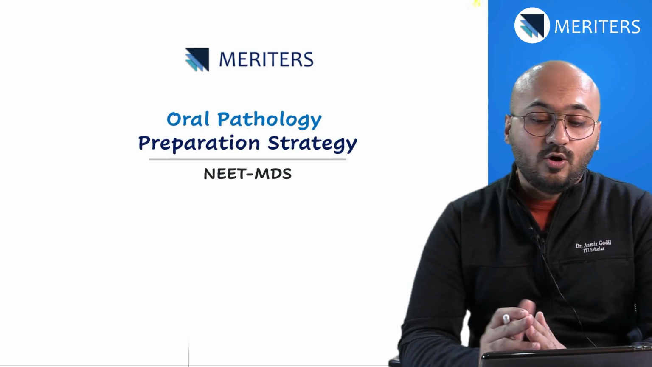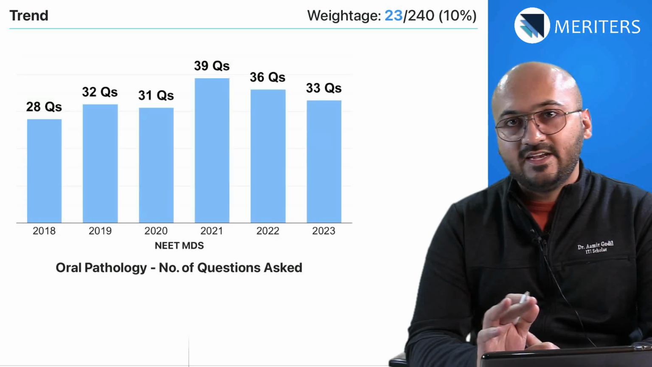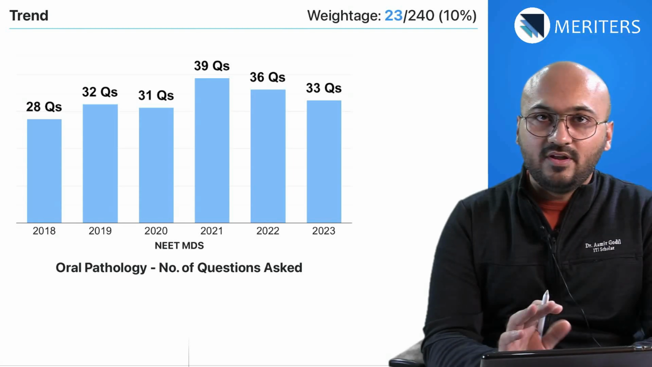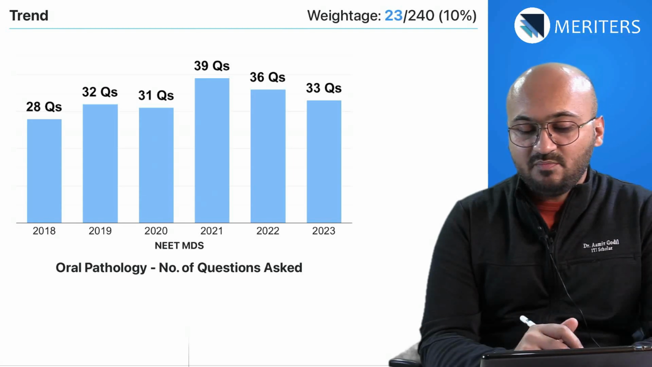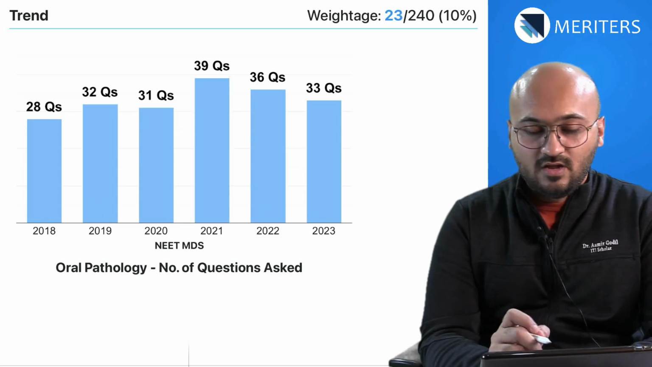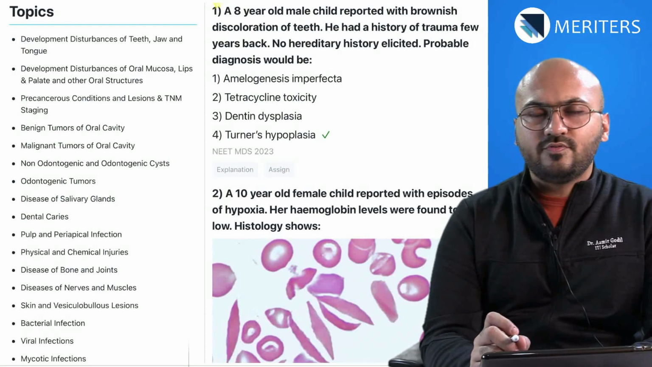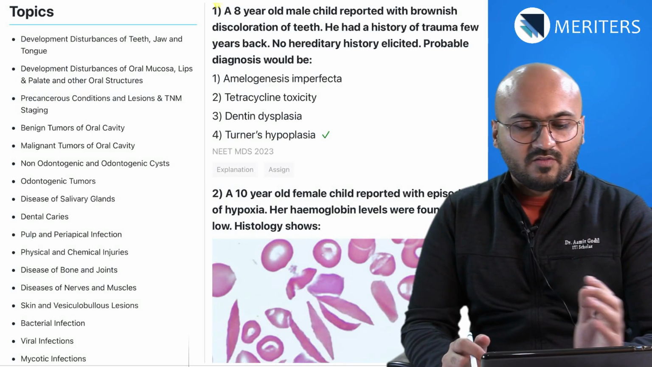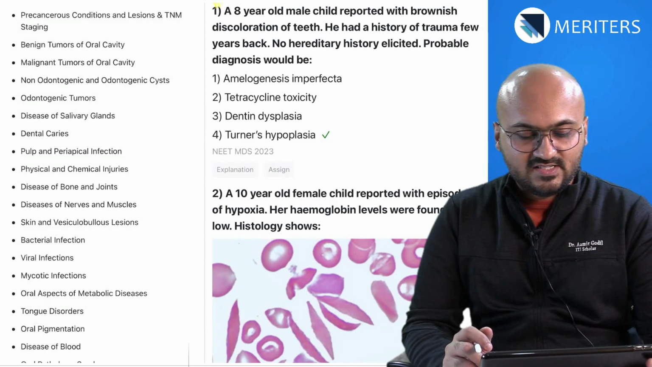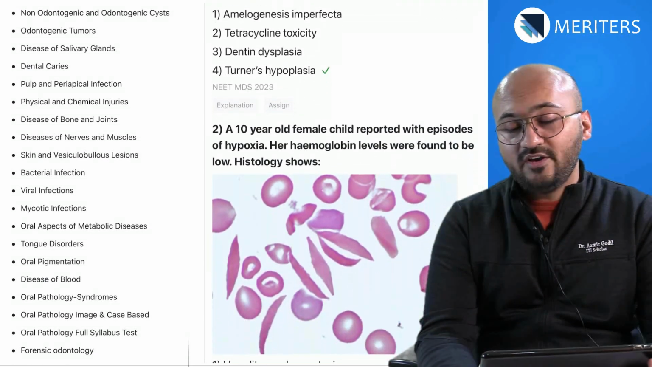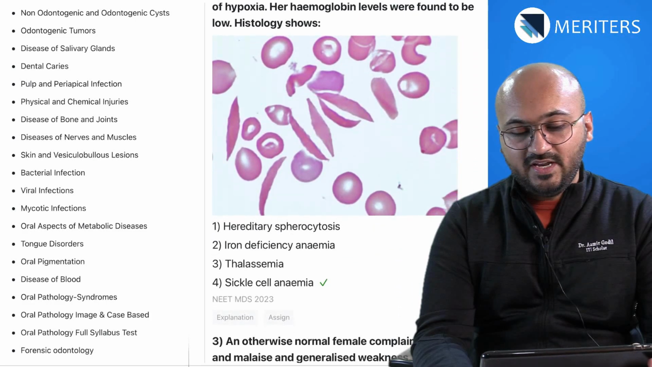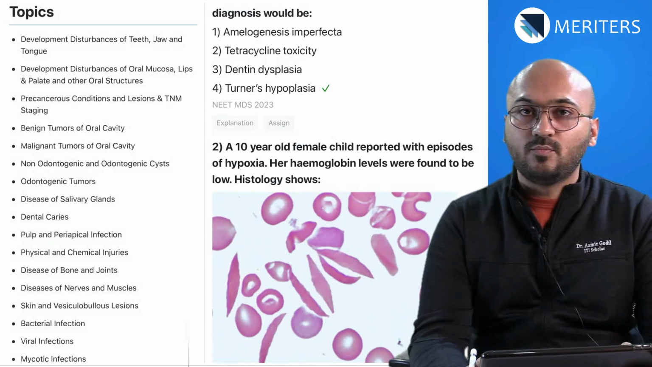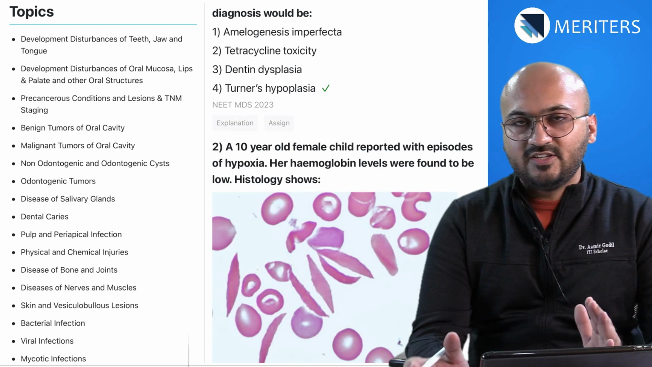oral path. Now, the trend for oral path has been consistently on the high, and on an average, you can expect 30 questions per exam, right? So in the last exam, 33 questions have been noted. Now, for the sake of clarity and for the ease of simplifying the whole process, we have all the topics on the left side, as you can see, and we have nearly 200 past questions from NEET MDS on the right side. Now, in order to understand which topics are more important, we will look at the strategy.